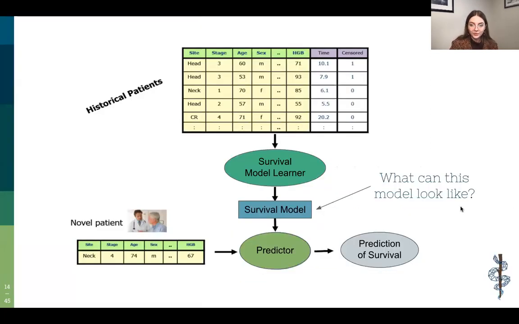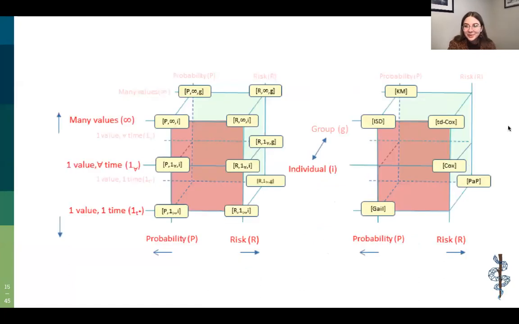So, survival model. What can this look like? What are the inputs and outputs? What are we trying to do with this survival model? Oh, wow, those slides flipping. I apologize about that. I feel like my computer's getting old.